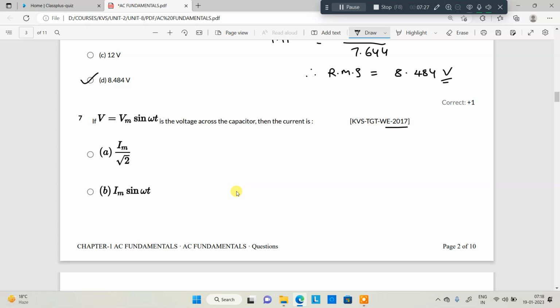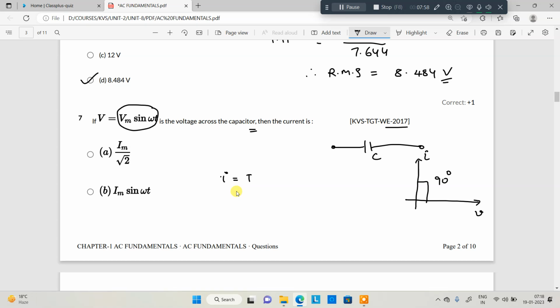Next, the 2017 question paper. If V is equal to Vm sin omega t is the voltage across the capacitor, then the current is? You know the voltage across this capacitor is a waveform. They are asking about the current. You know the angle between voltage and current: if you take the voltage as a reference, current is leading by 90 degrees in the case of a capacitor. So leading means I is equal to Im sin(omega t plus how many degrees?) 90 degrees, that is pi by 2, that is 180 by 2, 90 degrees.